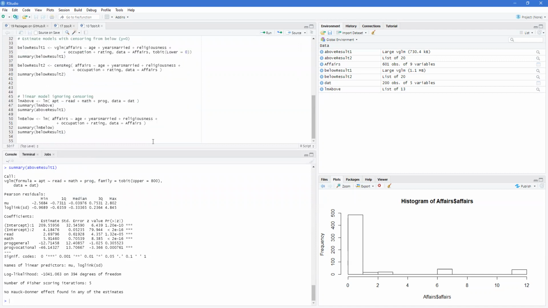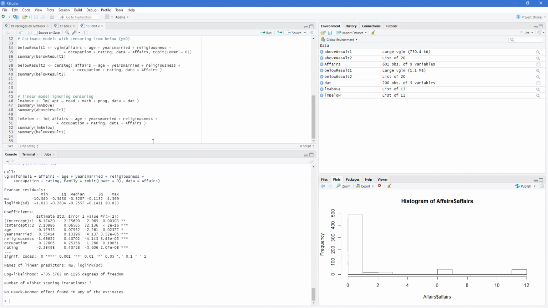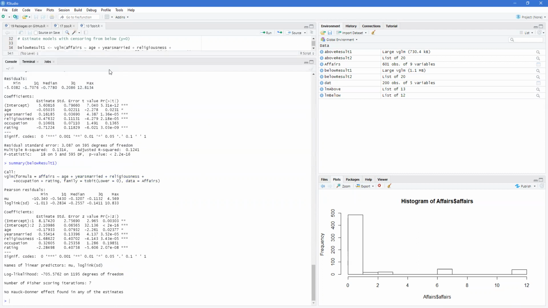But what about the one from below? So here's the affairs data. And here, while our inference didn't actually change, we can tell that our values have changed quite a bit. We've gone from age being minus 0.05 to age being 0.17. More significantly is religiousness. It's now minus 1.68 for the Tobit, and then minus 0.47 for the linear model. So we can see that the bias is affecting it there.